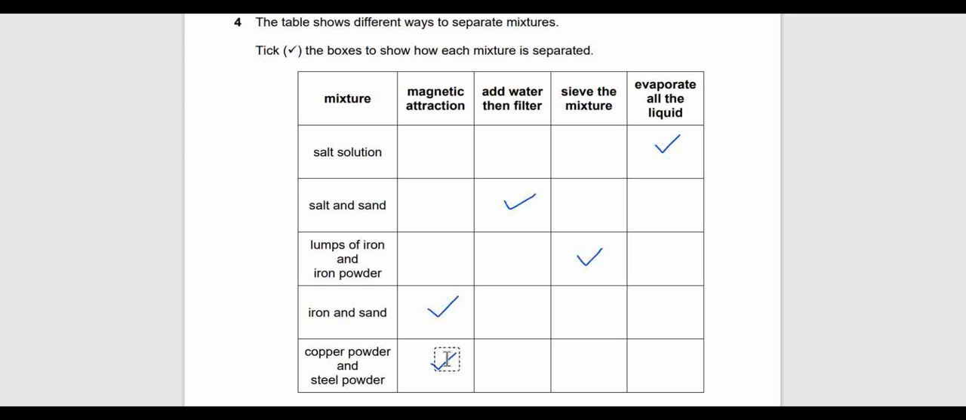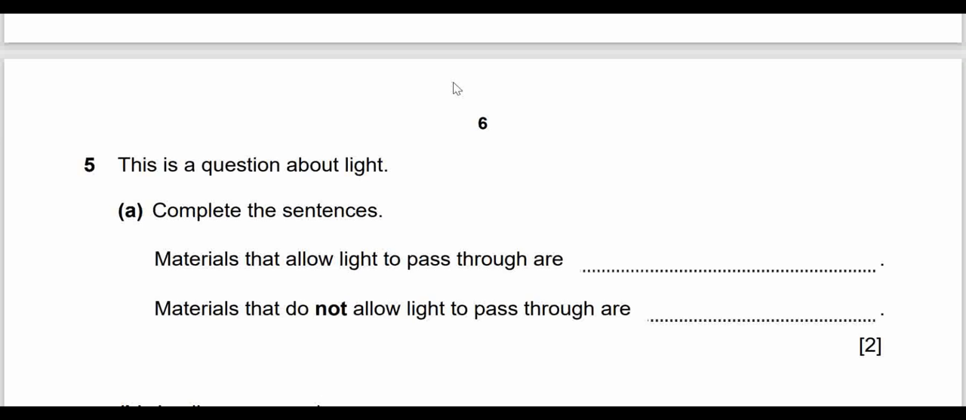Next, let's move on to question number 5. We go now to 5a. This is a question about light. Complete the sentences. Materials that allow light to pass through are. Materials that do not allow light to pass through are. So, 10 seconds from now.